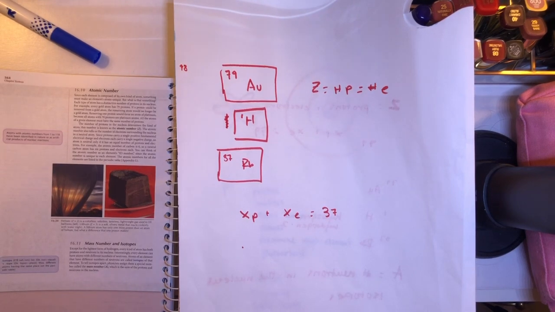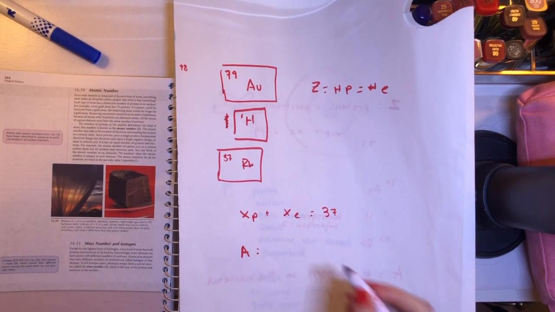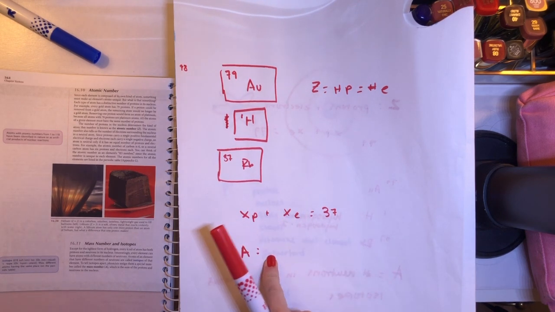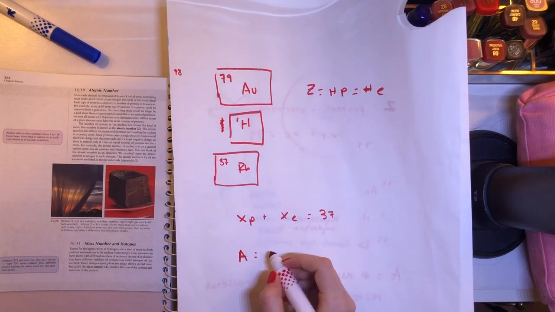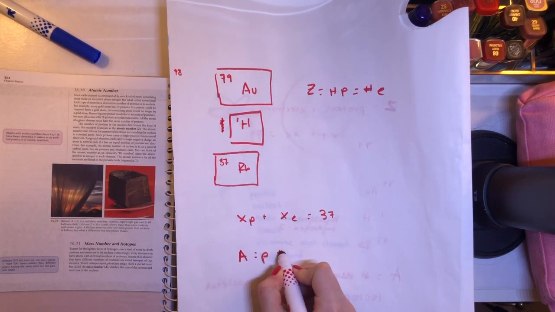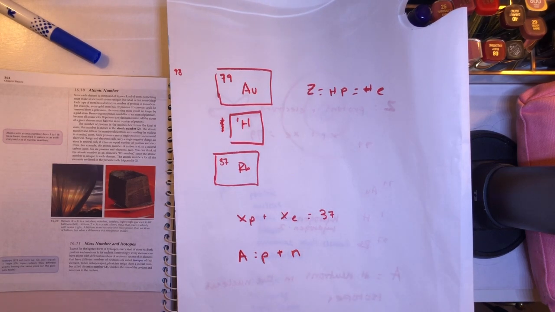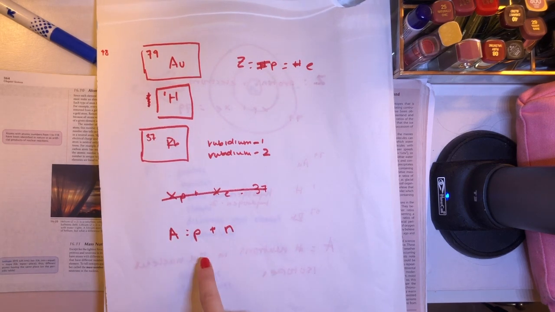Now, to tell the different isotopes apart, we assign a specific number to them, which is the mass number, or A, and the mass number is the sum. Remember, atomic number is not a sum. You have the sum of the protons and the neutrons in the nucleus. So again, the mass number is the sum of the protons and neutrons within the nucleus.